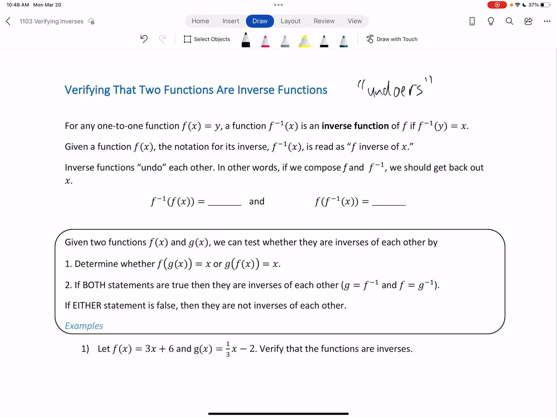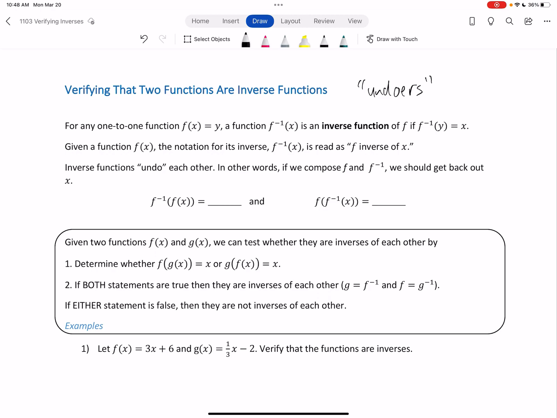Basically, the opposite of multiplying by 3 is dividing by 3. The opposite of adding 4 is subtracting 4. When you think about inverse functions, you're thinking about how would I solve for x, basically. So we're going to start not by finding inverses, but by, if we have two functions, can we check whether they're inverses? Because inverses are undoers, if you plug 2 into one function and then do the opposite function on it, you should get a 2 back out.